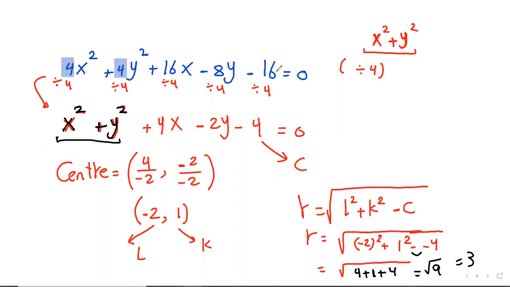So what is the diameter? The radius is 3. What is the diameter? 6. Yes, 6 units. Okay, well done. Now look at the next question.